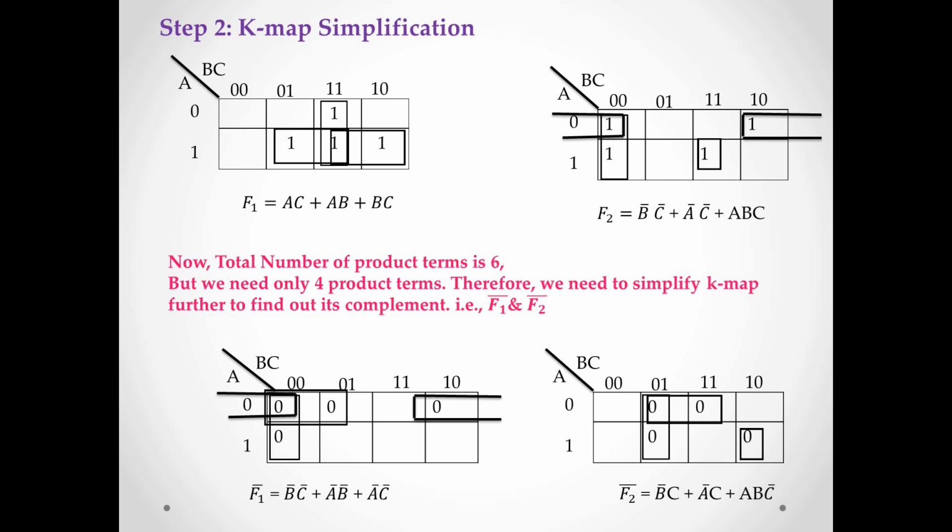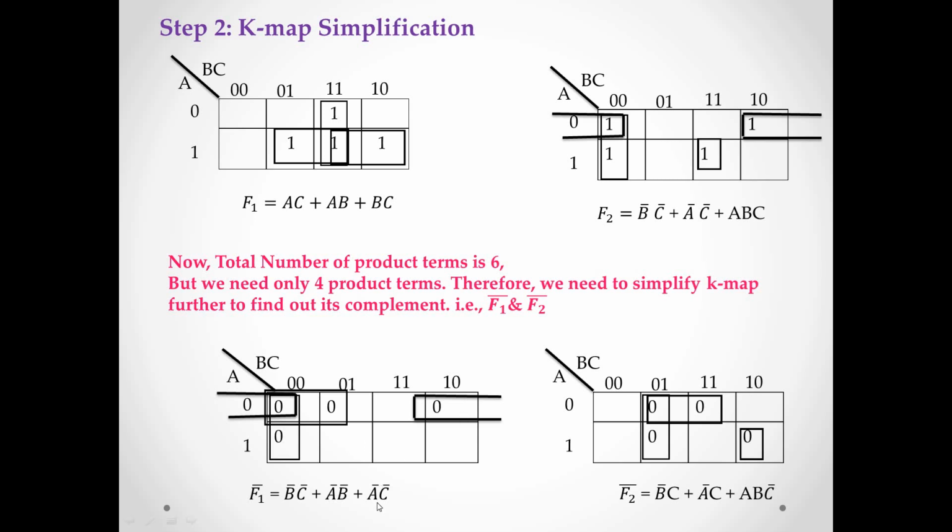So after the simplification of the K-map of F1 and F2 and its complement, we finally get 4 product terms under F1 bar and F2. That means what are the 4 product terms? B bar C bar, B bar C bar. In F1 bar we have B bar C bar, and F2 also has B bar C bar. So we can neglect one product term because it is a duplicate.